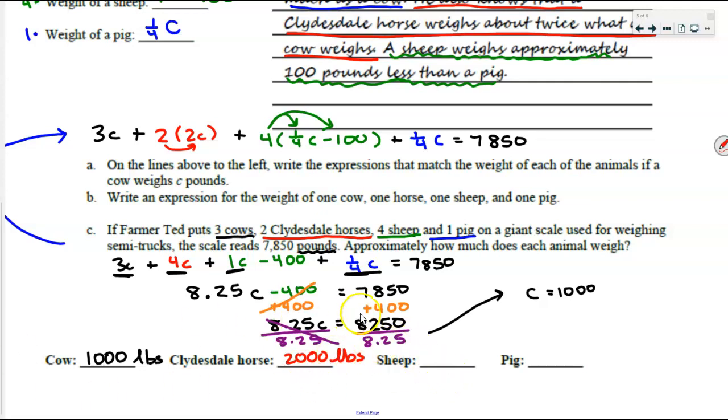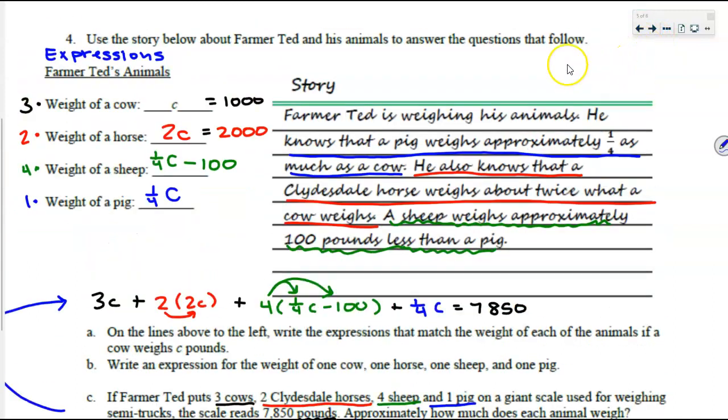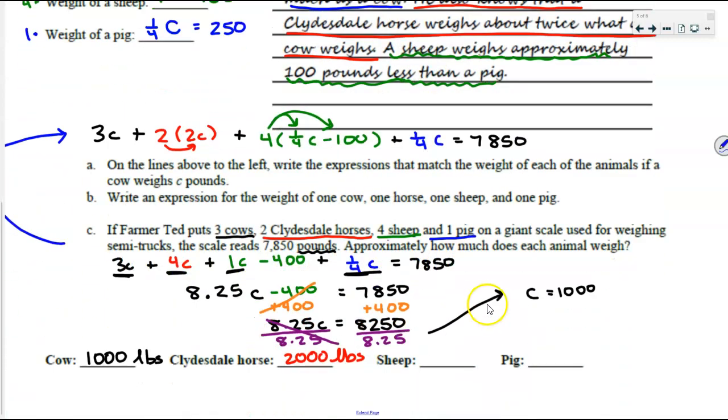I'm going to skip sheep for a second. Let's go to pig. A pig is 1/4 of a C. So what's 1/4 of 1,000? Ivan. 250. 1/4 times 1,000 is 250. And now it all goes back to where we started. The weight of a sheep is 100 pounds less than that. So the weight of a sheep is 150. 250 minus 100 is 150 pounds. Okay.